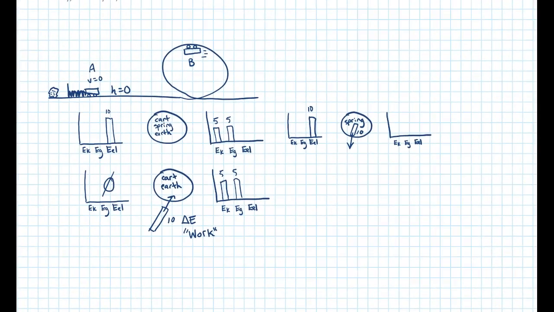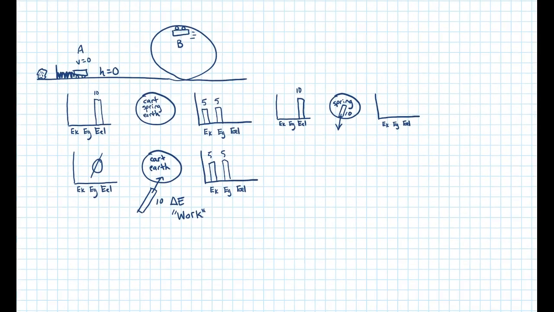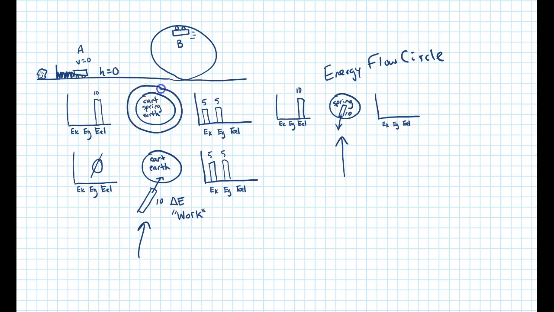So just to summarize here, the circle is called the energy flow circle. And you always write your system inside of there. And then if energy comes into the system, that's how you draw it. If energy leaves the system, that's how you draw it. And if the energy in your system didn't change, then it would just look like that one.